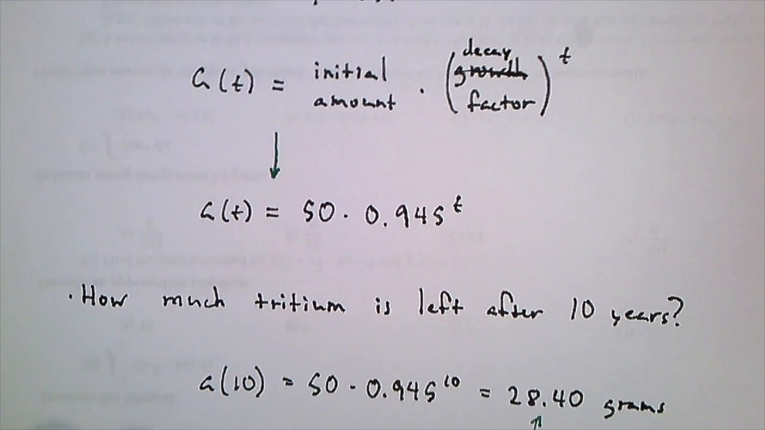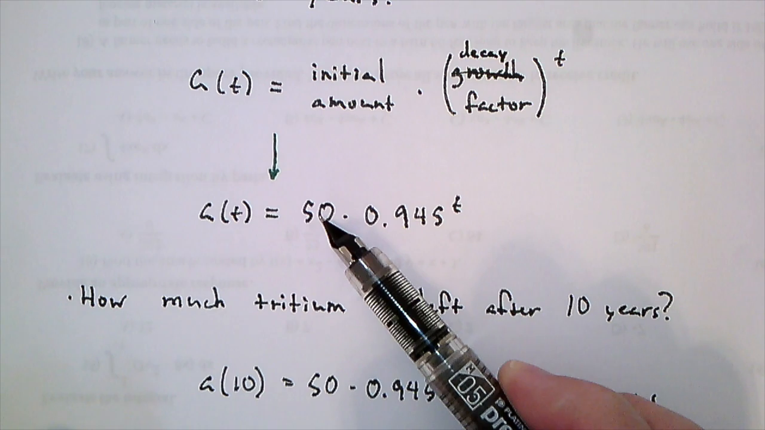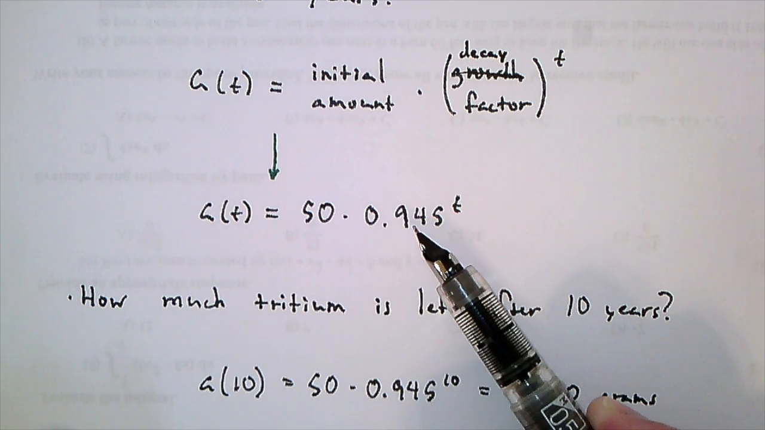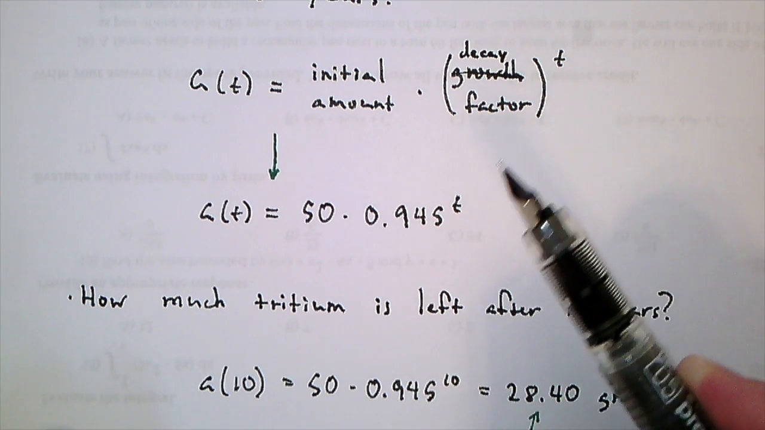Let's just plug in our numbers. The initial amount that we start with is 50 grams. And then our decay factor is 0.945. And then our exponent we just copy down, t.